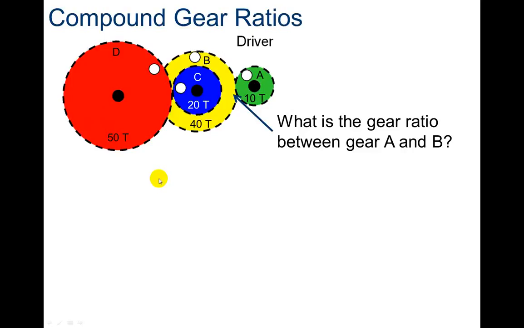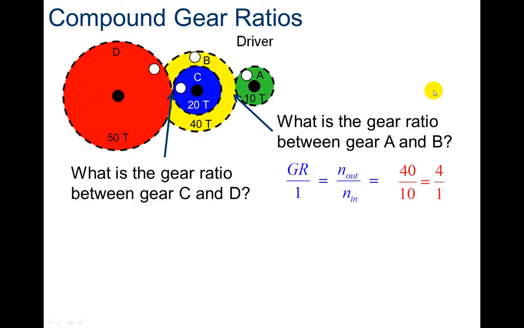Okay, so we're going to examine this a little more. What is the gear ratio? Right, well, I need a gear ratio from A to B, and I need a gear ratio from C to D. Like the compound machines, I need to then multiply those two together to get my final gear ratio. Again, in out over in.